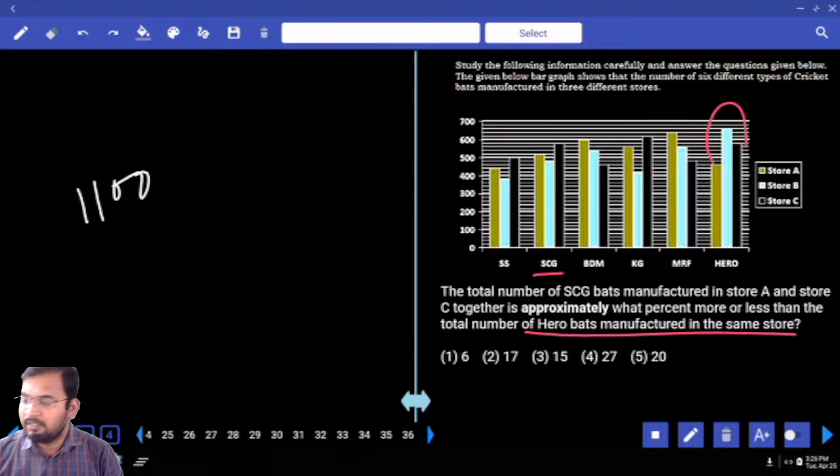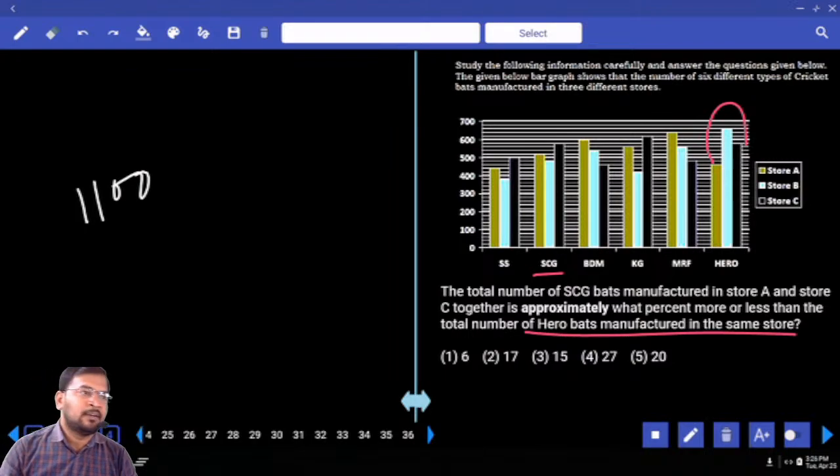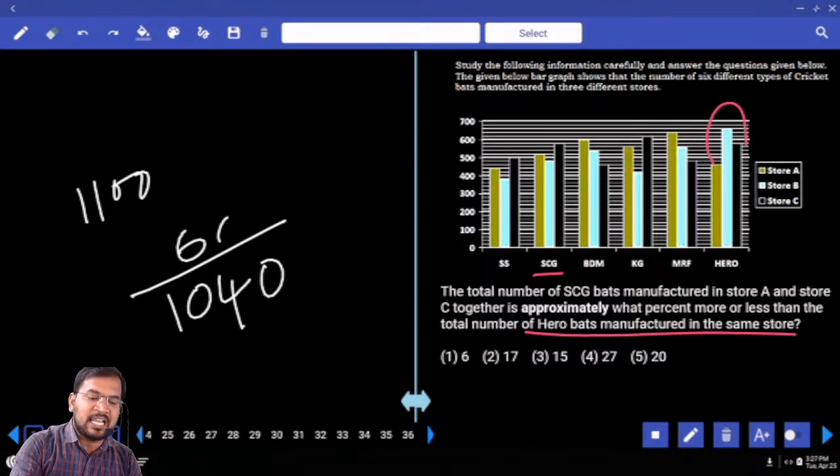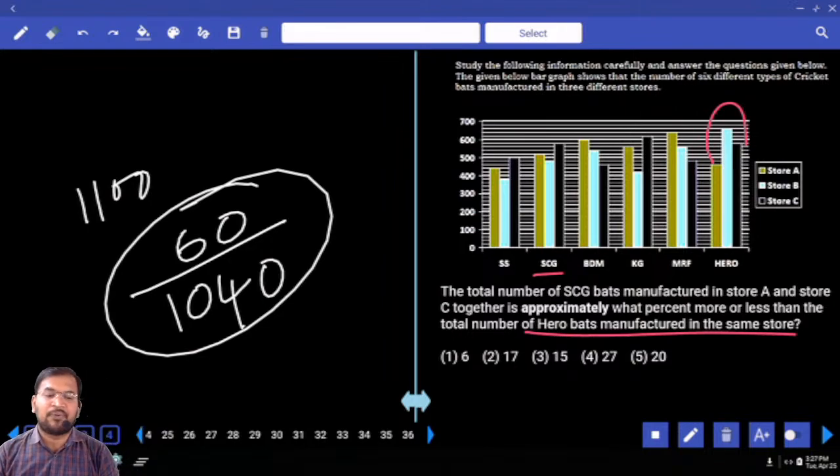480, 580, 1040. They compared with the 1040. 1040 is how much less? 60. 60 by 1040. Approximately how much percentage? 6%. Less than 10%. Only one option. All of it clear? Shall I go for the next question?